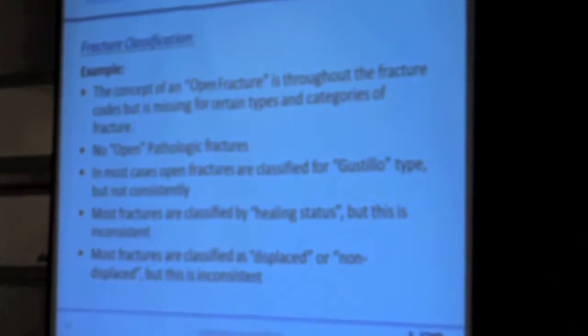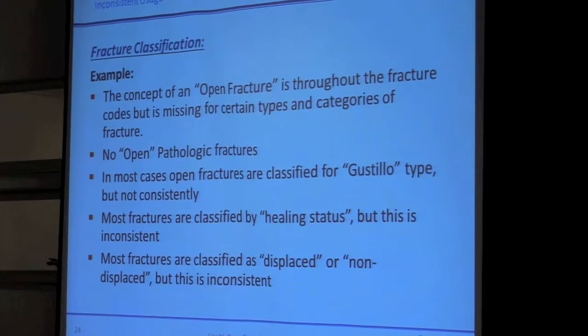Most fractures are classified as displaced or not displaced, but not always. The general rule is if it's not listed as displaced or as non-displaced, by default it's considered displaced. If you don't have clear documentation that it is non-displaced, you're assuming that it's displaced. That's what the guidelines are.